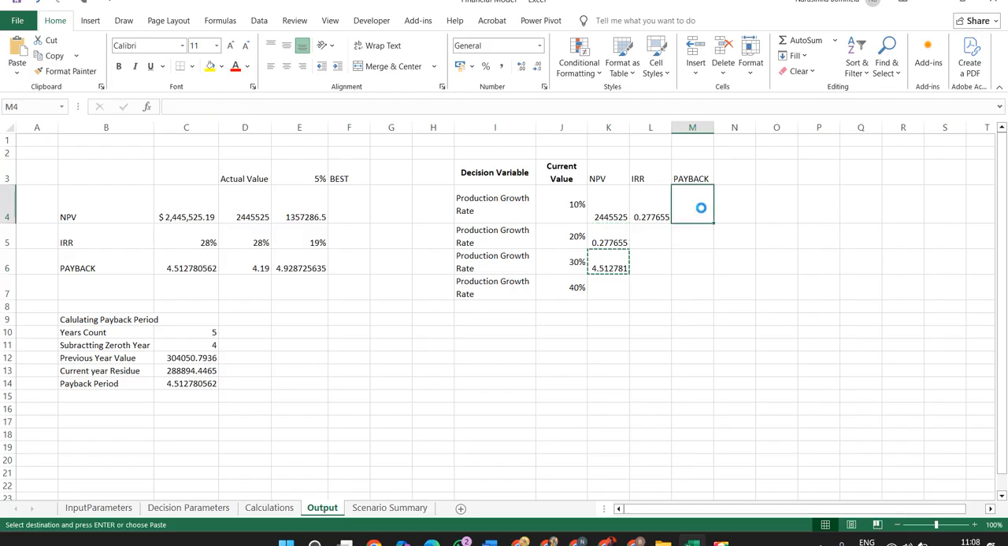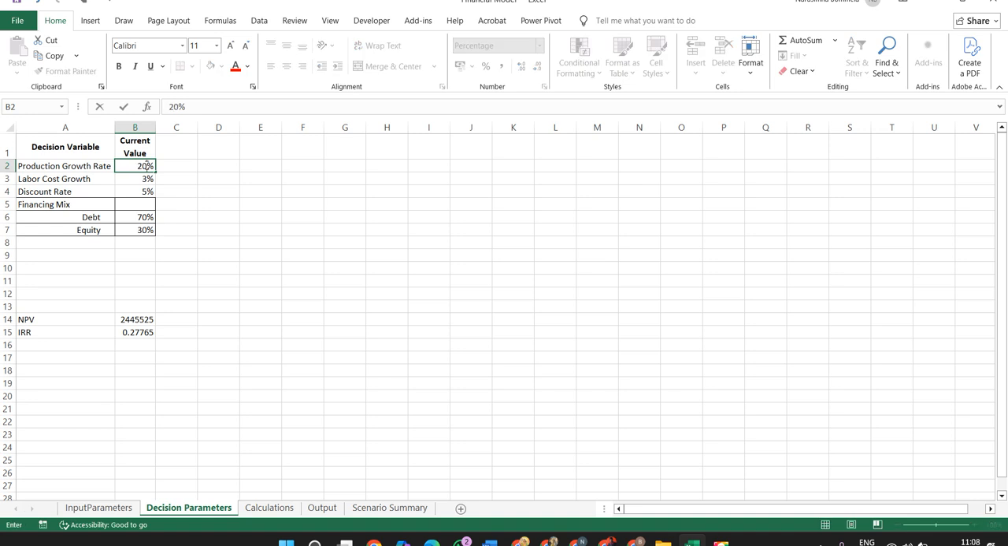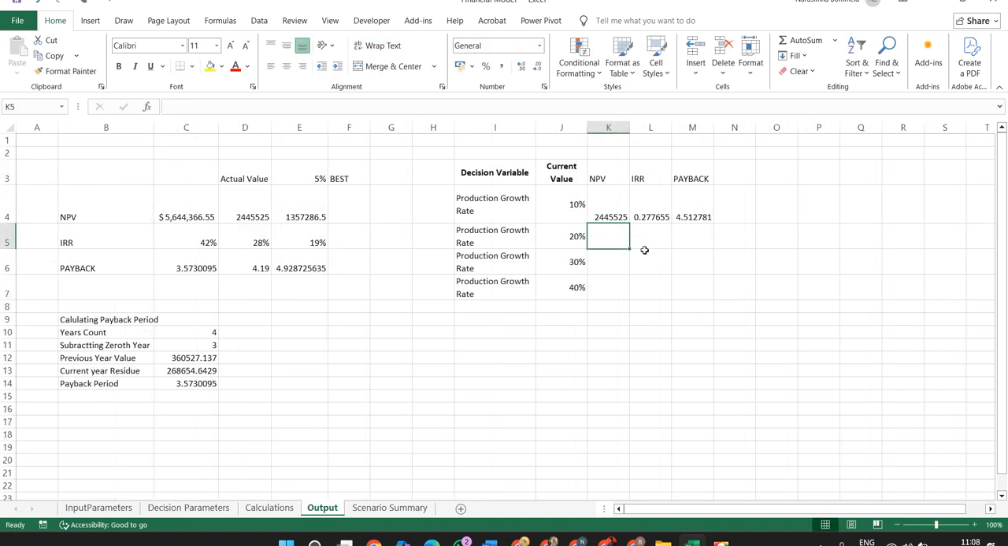This is the payback period value. Now let us take 20% and see how it is changing. Come to decision parameters, mark it 20 and come to output. You can see different values. So same thing, Ctrl+C and our TS values.